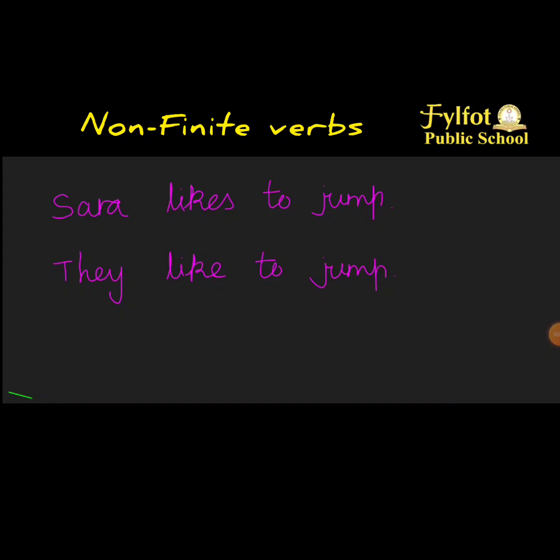Now I have two sentences again. Sarah likes to jump, they like to jump. The verbs in these sentences are likes, like, jump, jump. Likes, like is a finite verb because it indicates the tense and also agrees with the subject. The other verb, jump, is also a verb, but it does not agree with the subject and doesn't indicate any tense. So these are called non-finite verbs.